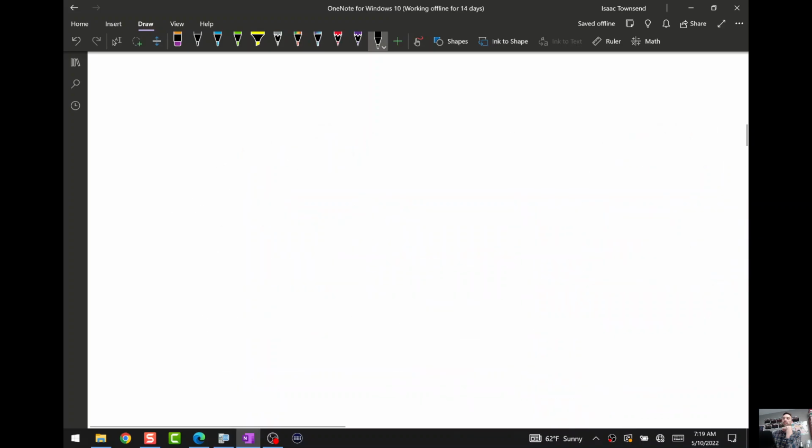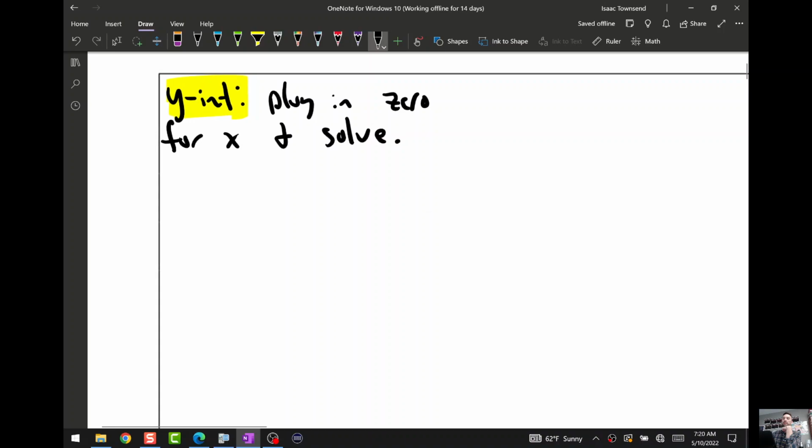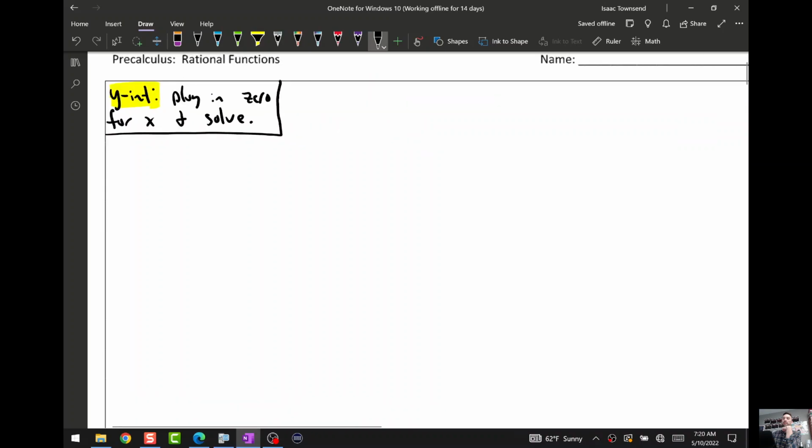Now would be the time, if you don't think that is enough of an explanation for how to find y-intercepts, to feel free to add or adjust that. But for me, that's enough, so I'm going to box it off and get ready for the next ones.